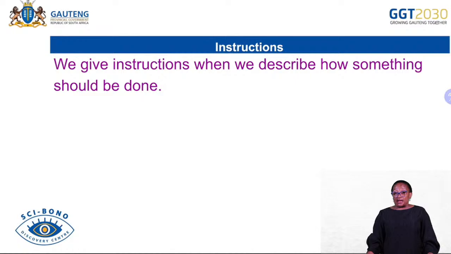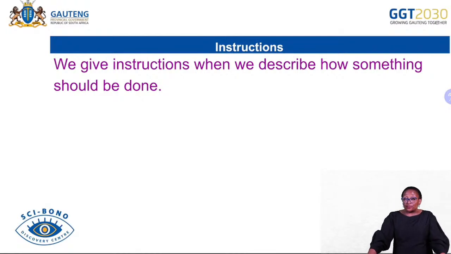Right, let's have a look. Remember, for section C, category C, we've got directions and instructions. So let's move on to instructions. When do we give instructions? We give instructions when we describe how something should be done. We always give a set of instructions to people because we always want things to be done in a particular manner. And for that to be achieved, we need to give a set of instructions so that the person who needs to do the job will be able to carry it out appropriately.